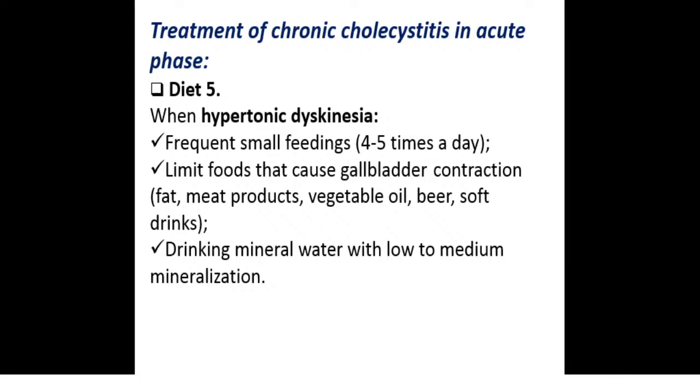Treatment of the chronic cholecystitis in acute phase. It is diet number 5. When hypertonic dyskinesia, frequent small feeding 4 to 5 times a day. Limit food that cause gallbladder contraction. This is fat, meat products, vegetable oil, beer, soft drink, drinking mineral water with the low to the medium mineralization.